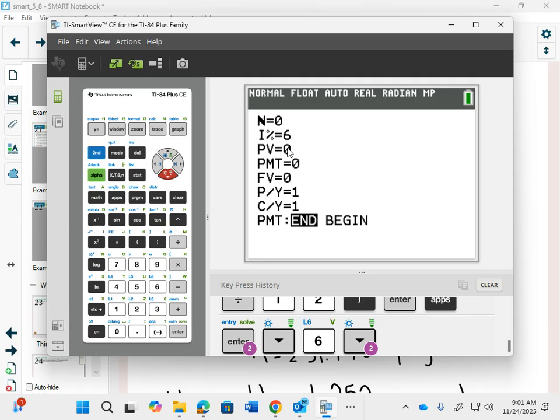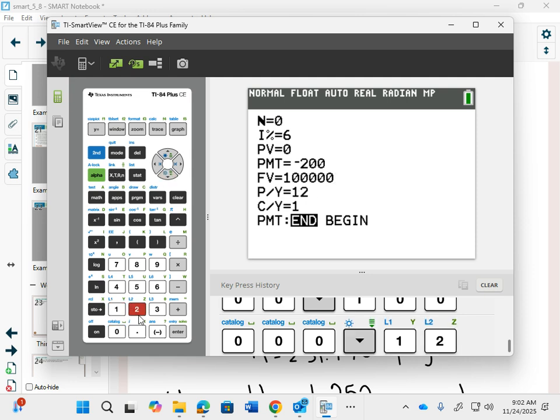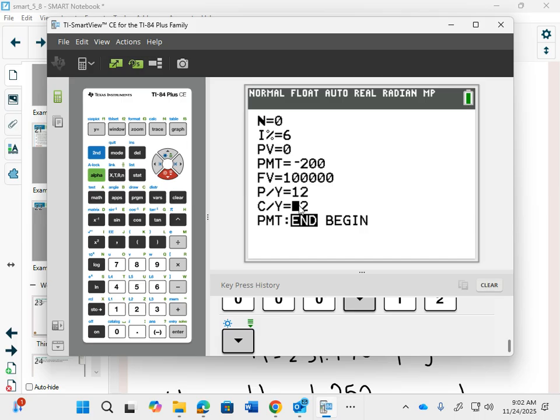Now, for the graphing calculator program, you have to know how negatives and positives work. For this program, anytime you would take money out of your pocket and either pay someone or put it away in the bank, you put that value in as negative. So since we're taking money from our wallet and putting it into the bank account, we're going to put this in as minus 200. The future value we want to equal $100,000. We are making monthly payments, compounded 12 times a year.